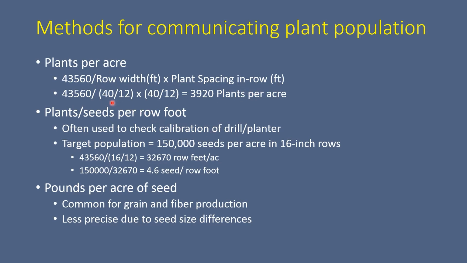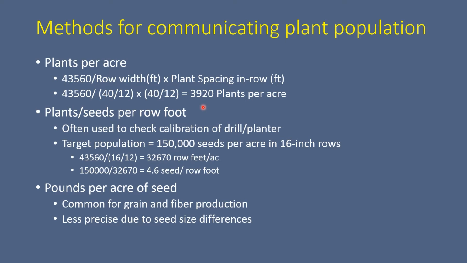So as an example, if we had 40-inch rows, we take 40 divided by 12 to put those two measurements into foot measurements, multiply those together, and then divide 43,560 by that result. So on a 40 by 40 inch spacing, we would be looking at just under 4,000 plants per acre.